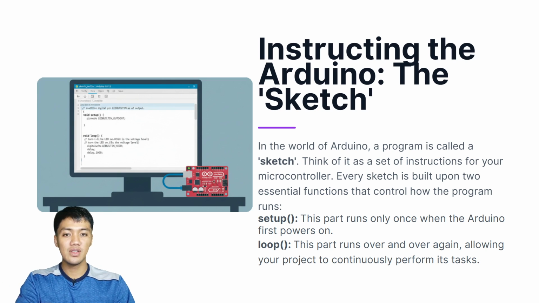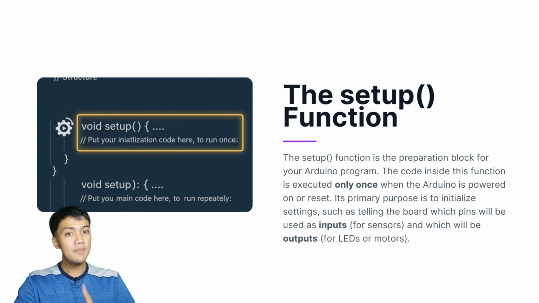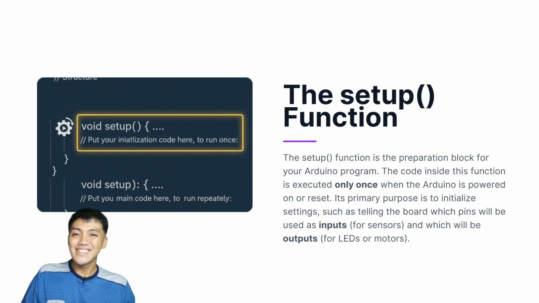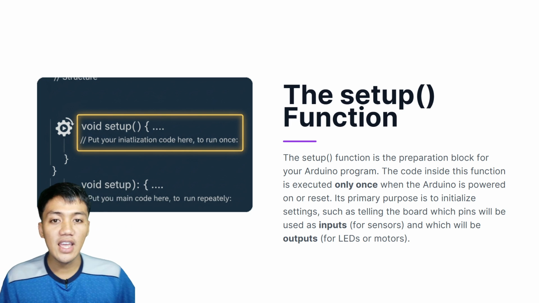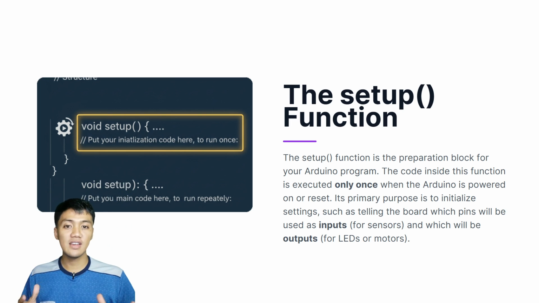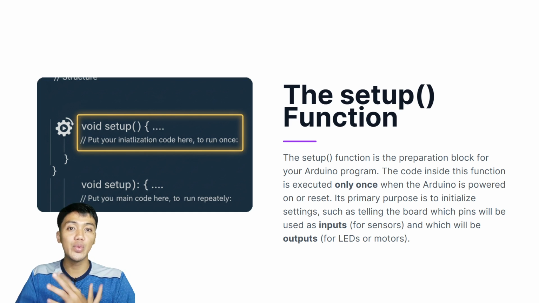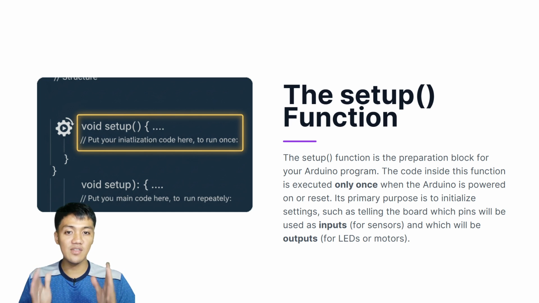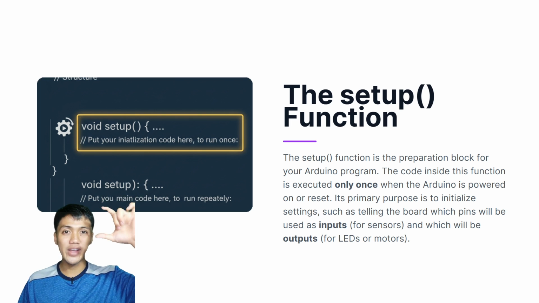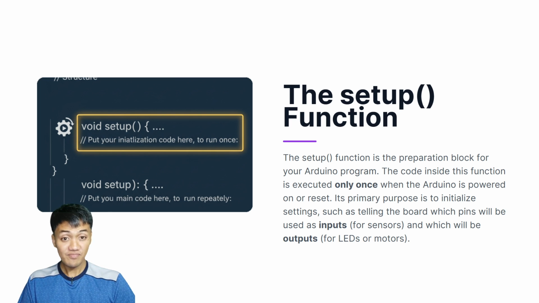Okay, so once again, let's look at void setup. It is the preparation block of your Arduino program. The code inside this function is executed only once. At the startup of your Arduino, it will read void setup. What is the instruction inside this part of your code? It is executed only once when the Arduino is powered on or reset.